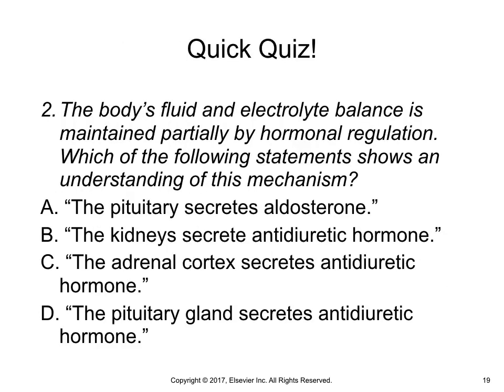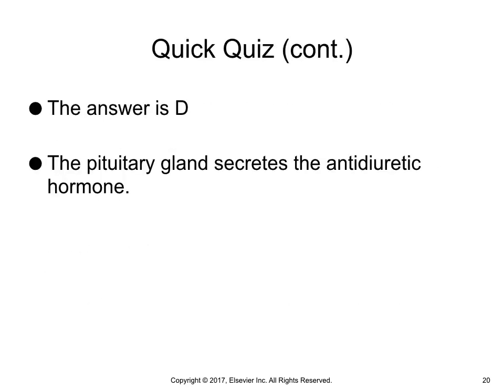Time for a quick quiz. The body's fluid and electrolyte balance is maintained partially by hormonal regulation. Which of the following statements shows an understanding of this mechanism? A. The pituitary secretes aldosterone. B. The kidneys secrete antidiuretic hormone. C. The adrenal cortex secretes antidiuretic hormone. Or D. The pituitary gland secretes antidiuretic hormone. The answer is D. The pituitary gland secretes the antidiuretic hormone.